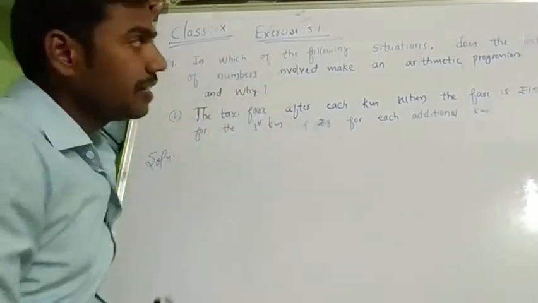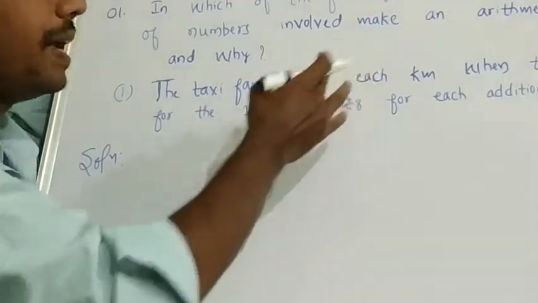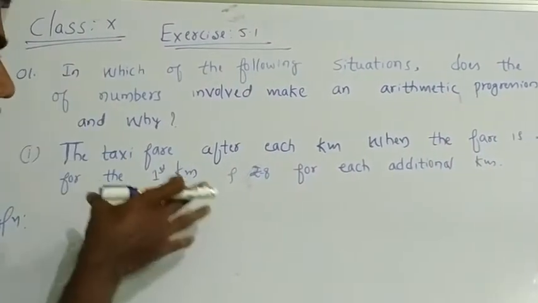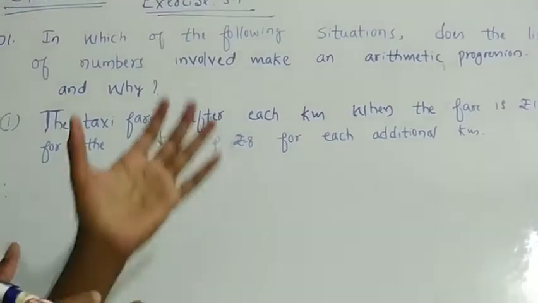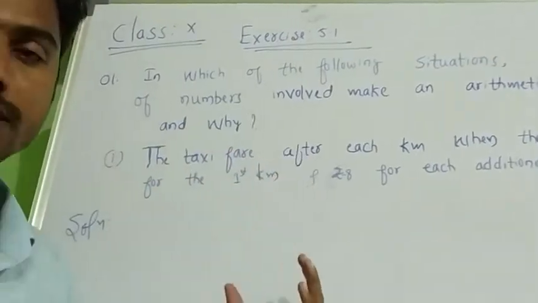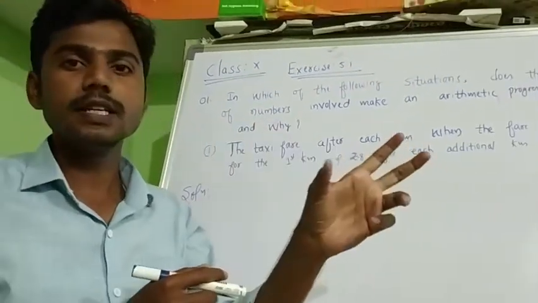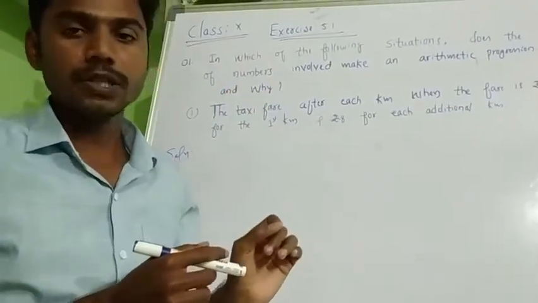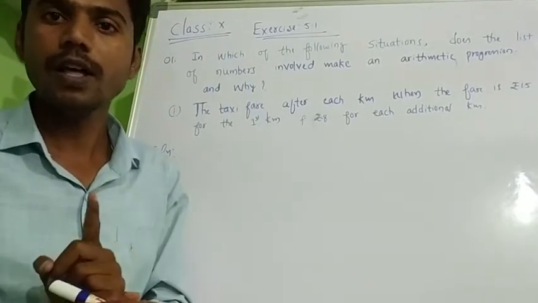In which of the following situations does the list of numbers involved make an arithmetic progression and why? They are going to give us different situations. We need to analyze the situation, write down the number sequence, and after that state whether the number sequence is in arithmetic progression or not. If it is in arithmetic progression, we need to give a reason. If it is not, we also need to give a reason.